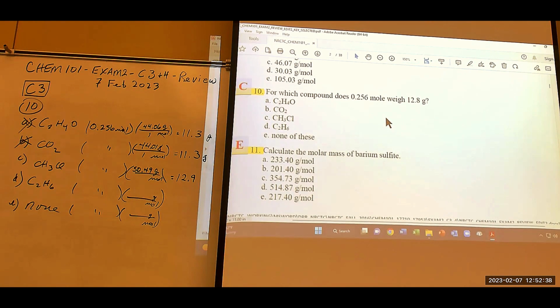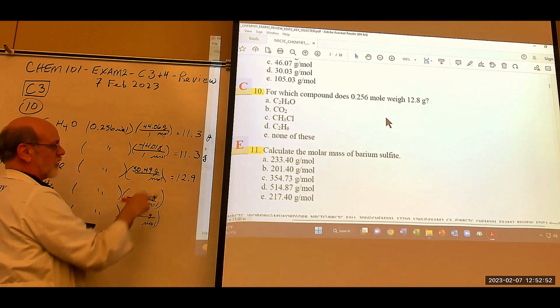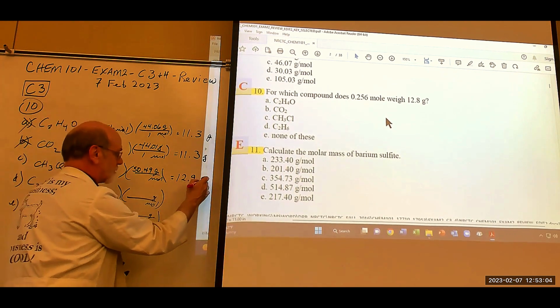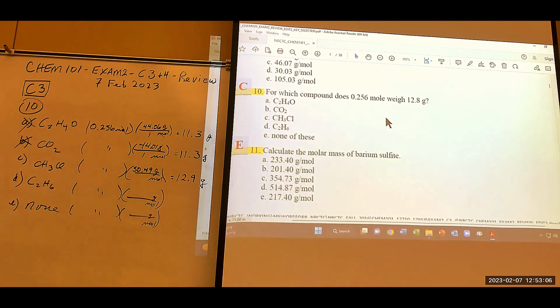Or is that it? Ooh, yeah, technically. Could be it, huh? Technically, you could argue, if the other two are not, that it's E, because it's not exactly 12.9. Did I do that calculation correctly? 50.49 and 0.256. Yeah, 12.9. Okay, so you could argue your case that if you answered E, you were right, assuming these two are not.